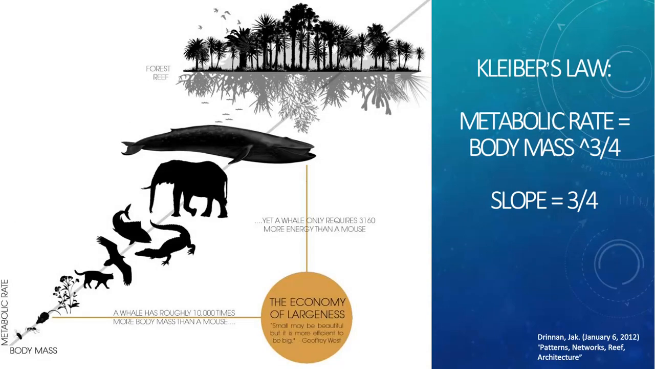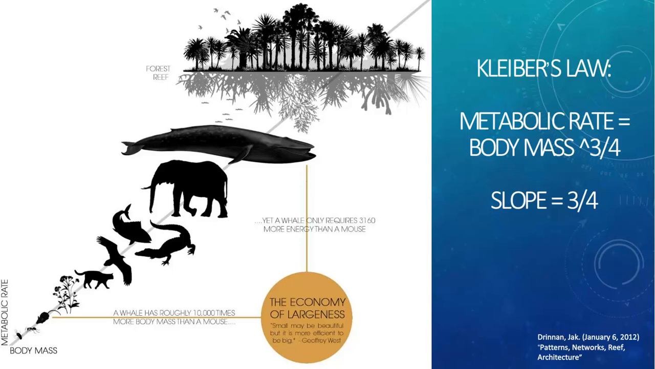It's actually a 3/4 scaling law, so body mass to the 3/4 exponent; the slope of the line is 3/4. Here it's a little less obvious that the line doesn't go all the way up to the corner, and they may have actually drawn it so that it does. But using the images of the animals makes the point a little more present. And here he's calling it the economy of largeness, where a whale requires only about 3,000 times more energy than a mouse, even though it has roughly 10,000 times more body mass than that same mouse.